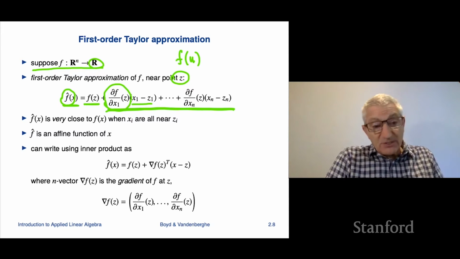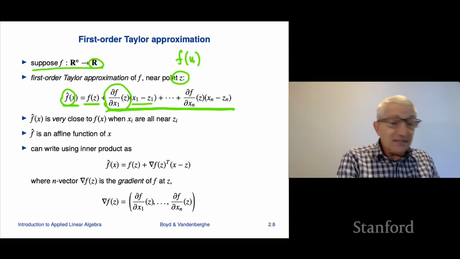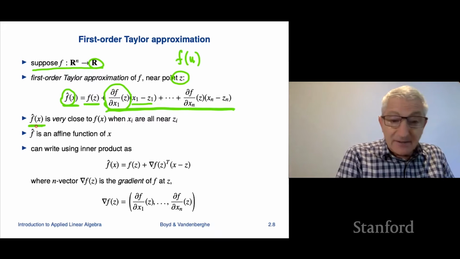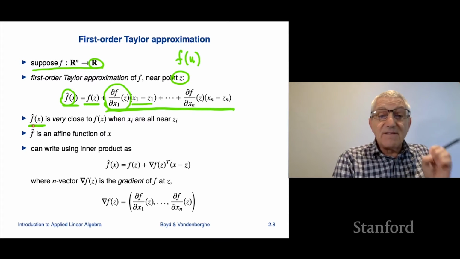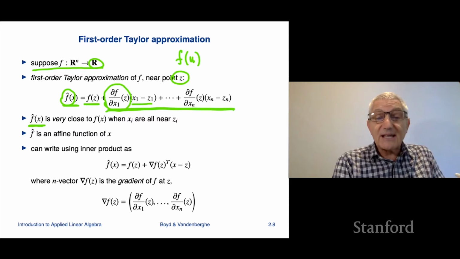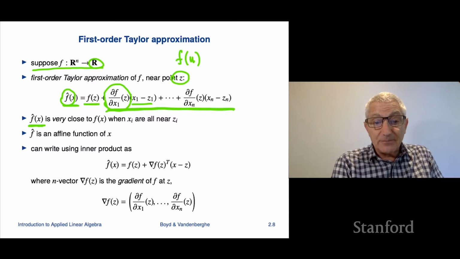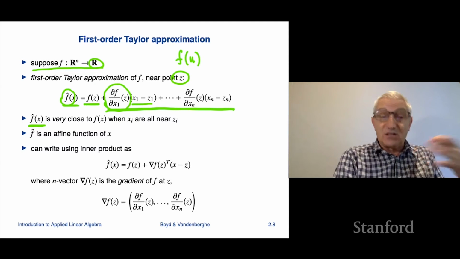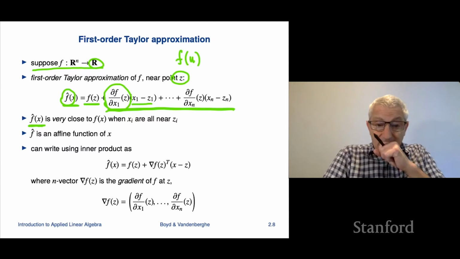We'll see that momentarily. But the main property of the Taylor expansion is that f hat, this approximation, is very close to f of x when the x's are all near the z's. A picture will explain that. But very close means not just that they're close, but that they're very close.